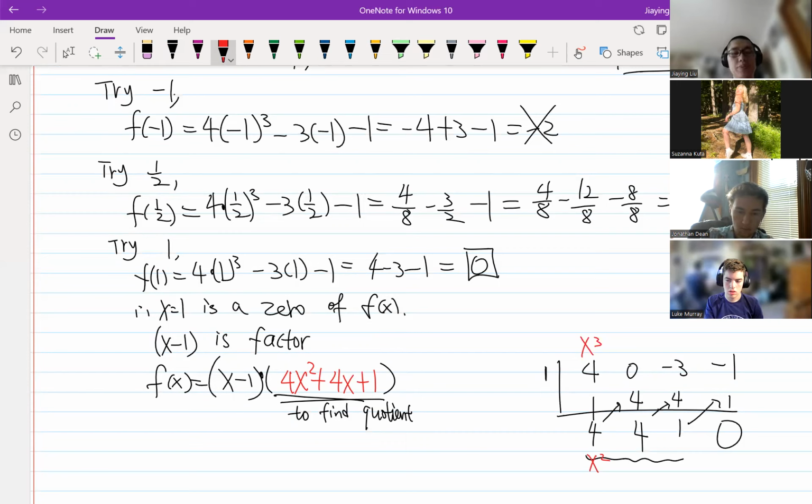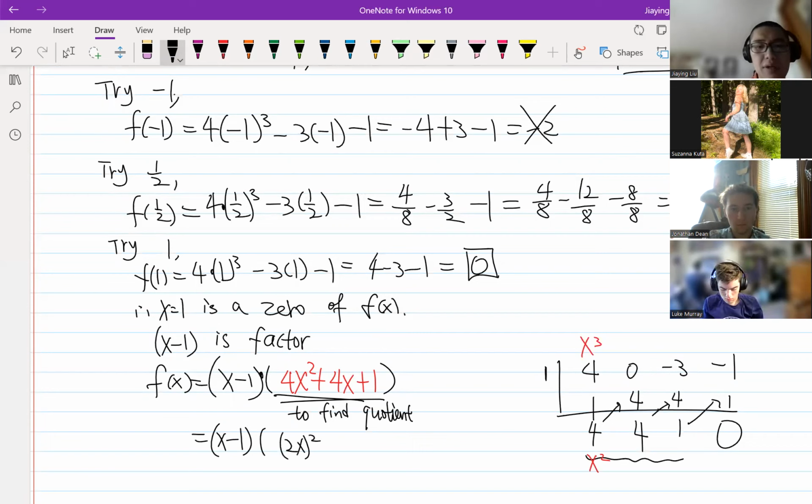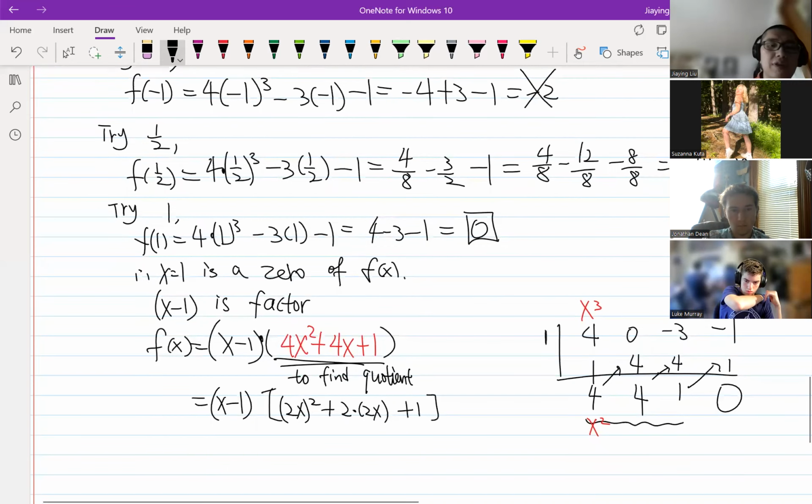This is a quadratic expression. Maybe we can factor this, right? To factor this quadratic expression, I'm going to write something different. I'm going to write this 4x squared as 2x squared, plus 2 times 2x, that's the 4x, and the plus 1. That makes it easy to factor. So that's going to be x minus 1.